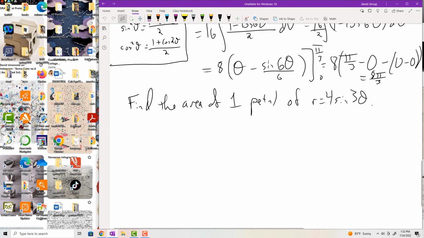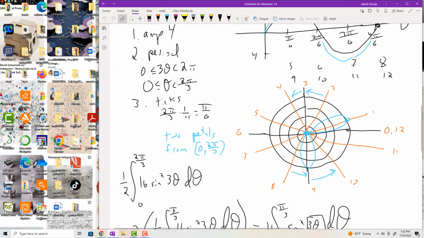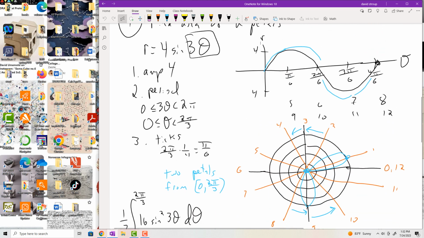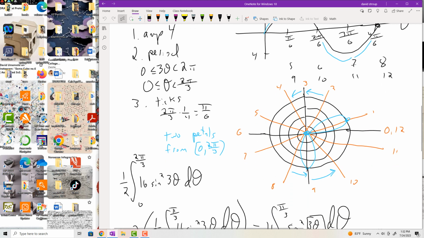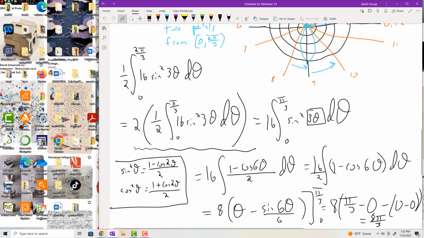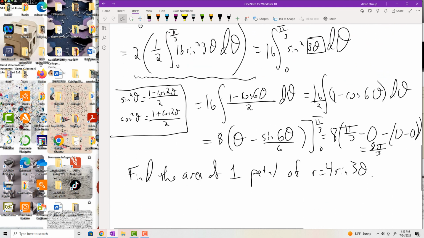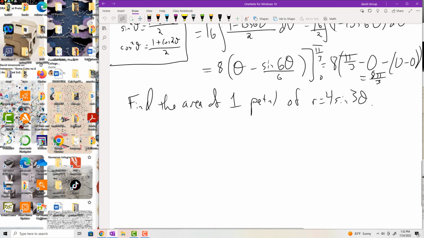So there's our last video quiz. Just find the area of one petal. Again, please show me the r-theta plane, show me the polar curve. You don't have to do the whole curve, you just show me one petal. Tell me how long it took you to graph it, so from 0 to what angle, and then you should do your integral. Please show all the bells and whistles. Okay, moving on.